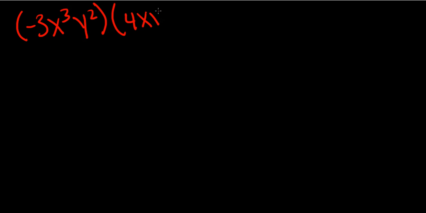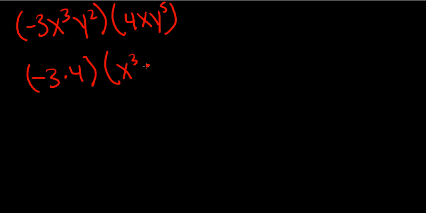Now let's look at another example. We have negative 3x cubed y squared times 4xy to the fifth. So let's group factors with like base together. So negative 3 times 4. Then we've got x to the third times x. And then we've got y squared times y to the fifth.